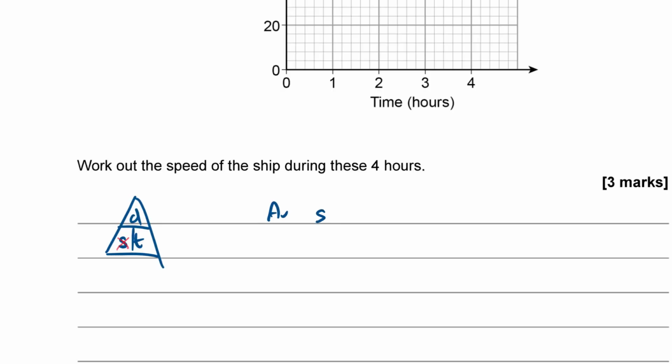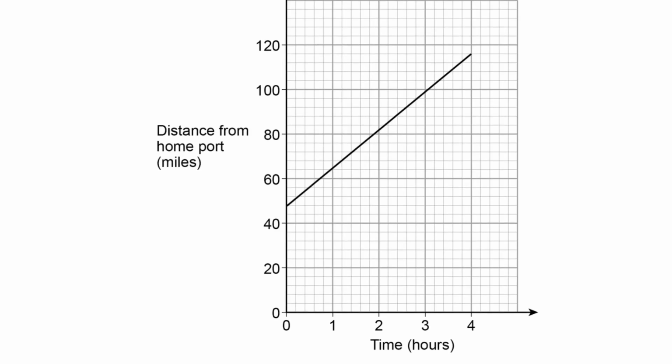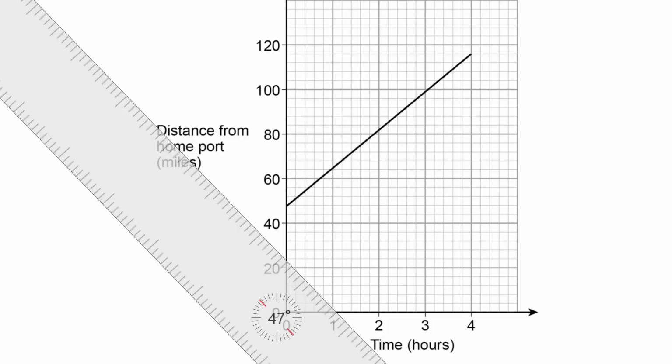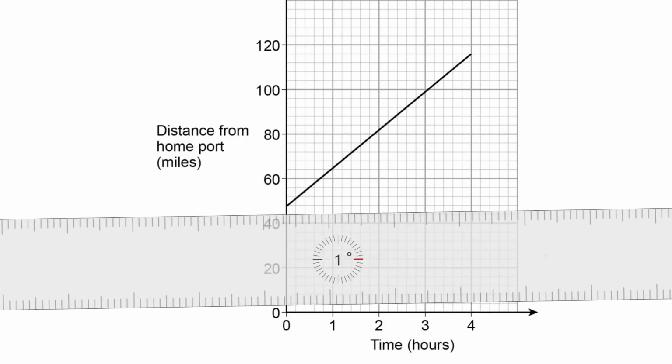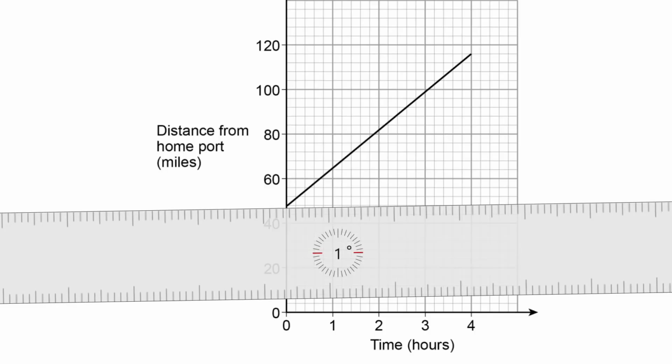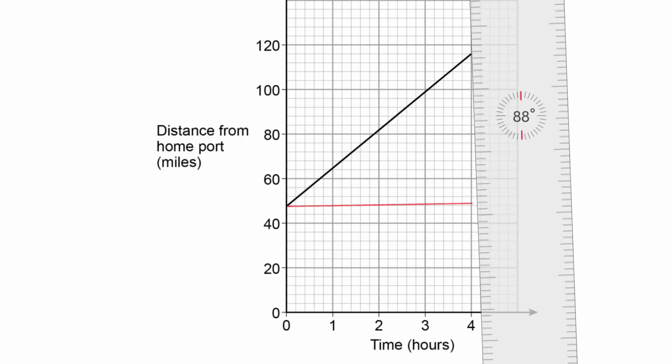So average speed is distance traveled divided by time taken. Okay, so how much distance is traveled? Well, the distance traveled is, let's just triangulate a little bit so we can see what's going on a bit more clearly. So I'm just going to draw a triangle along here, up here.